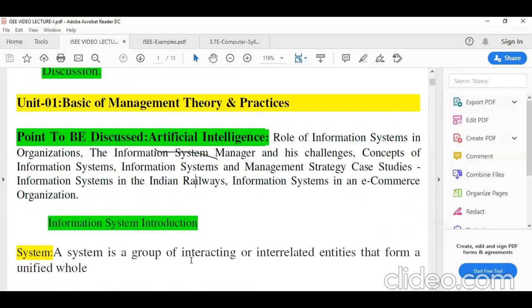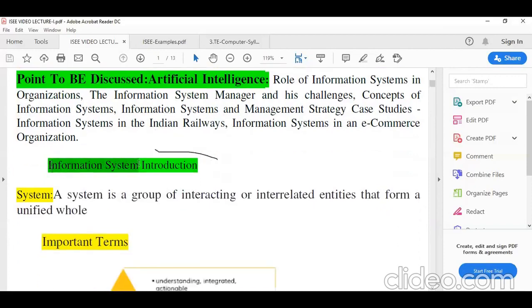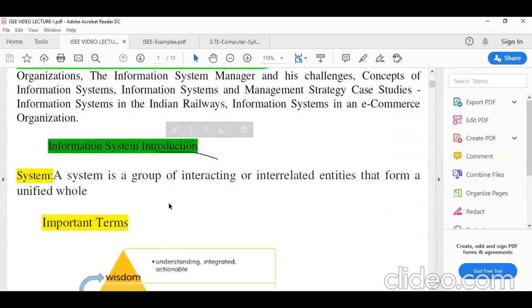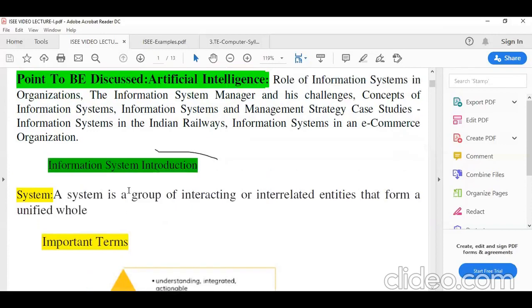Okay. Now let's start. Now our first unit. Here, by mistake, I could not change the name. But our first unit name is the information system introduction.